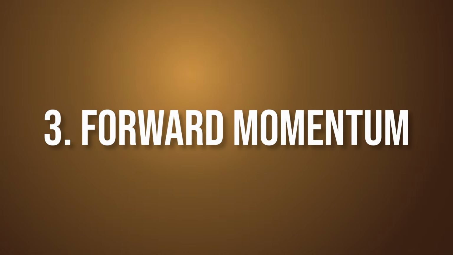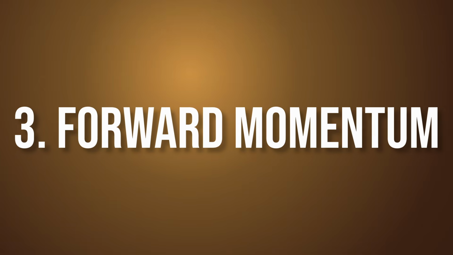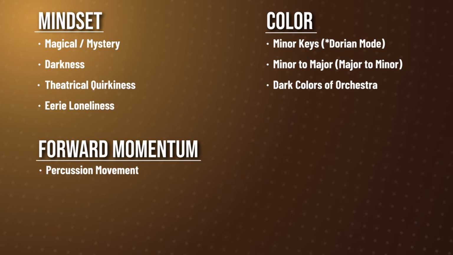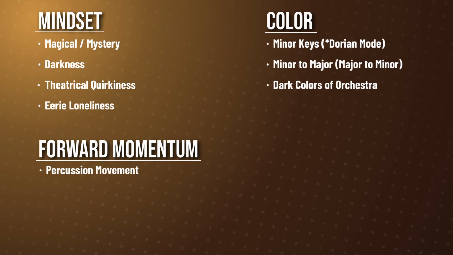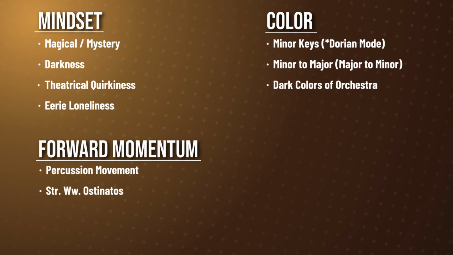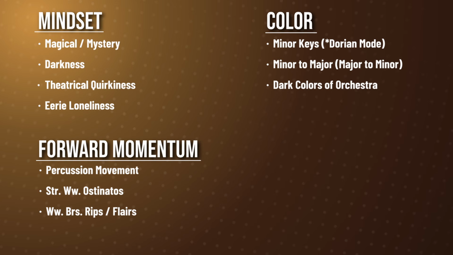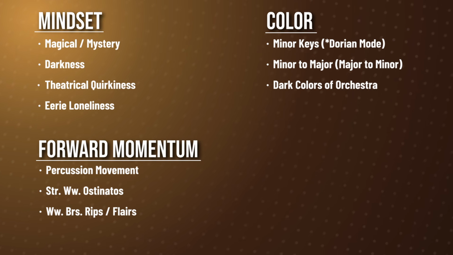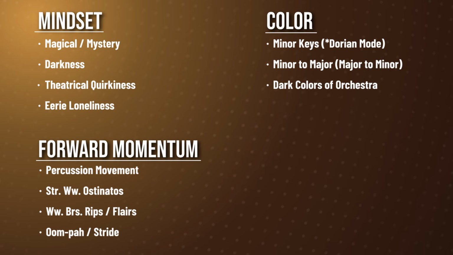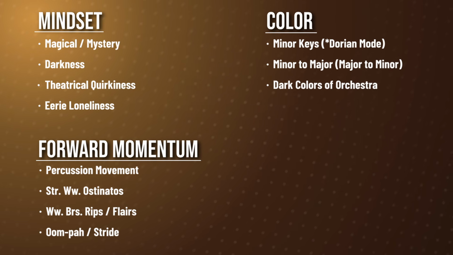3, you want to create forward momentum, whether that's the use of percussion using celeste and harp or glockenspiel and bells or xylophone, any kind of mallet instrument, using percussion to create that movement while the rest of the orchestra is doing stuff, or by using string ostinatos, woodwind flares and flourishes and runs, brass rips and chromatic scales, create flair and fun. And if you need to nail the quirky sound, use the oom-pah. Use the stride piano kind of sound and push it to the orchestra. That's how you create forward momentum in the style of Elfman.